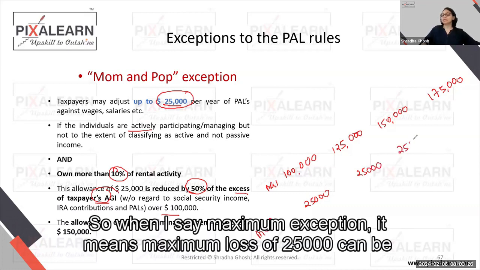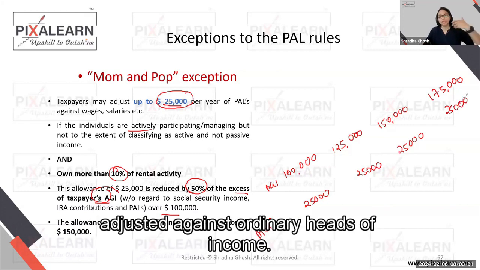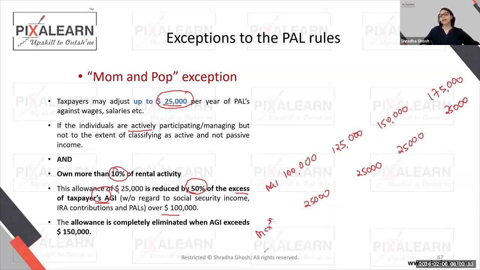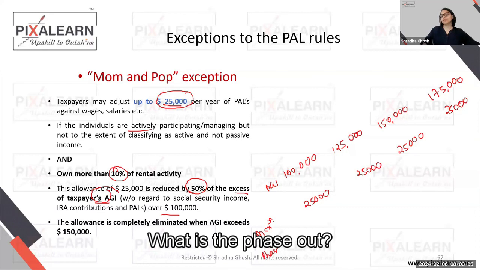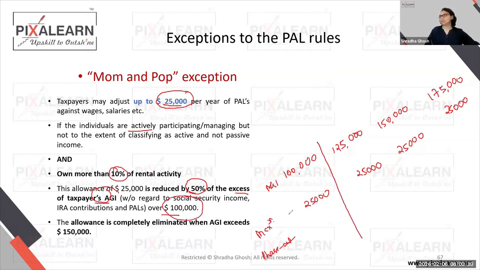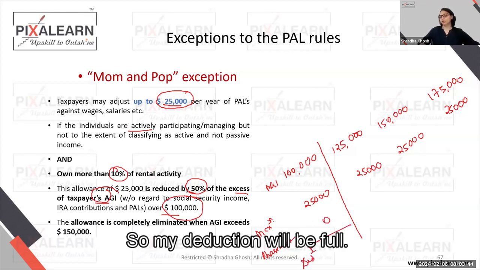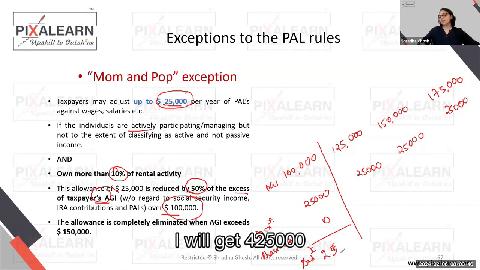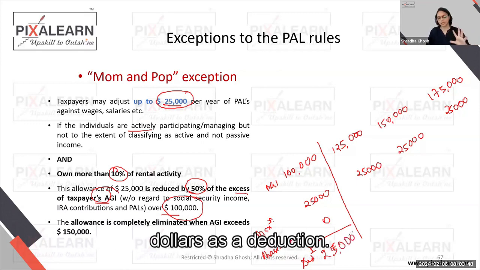So when I say maximum exception, it means a maximum loss of $25,000 can be adjusted against ordinary heads of income. Now I will phase it out. What is the phase out? Is the income above $100,000? The answer is no. I will get the full deduction. There will be no phase out, so I will get the full $25,000 as a deduction.